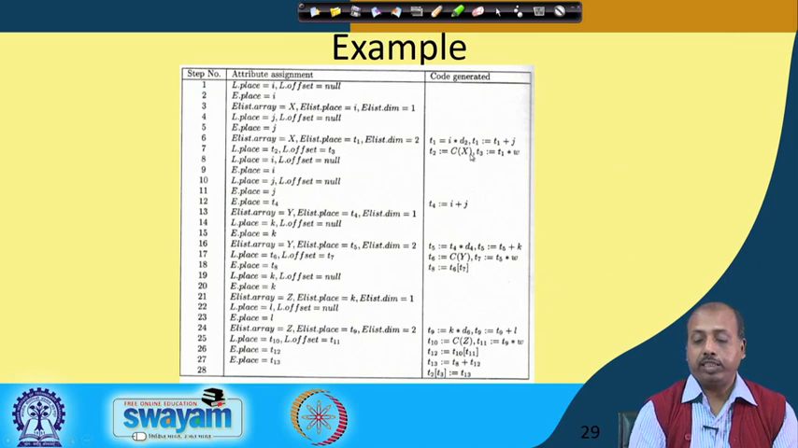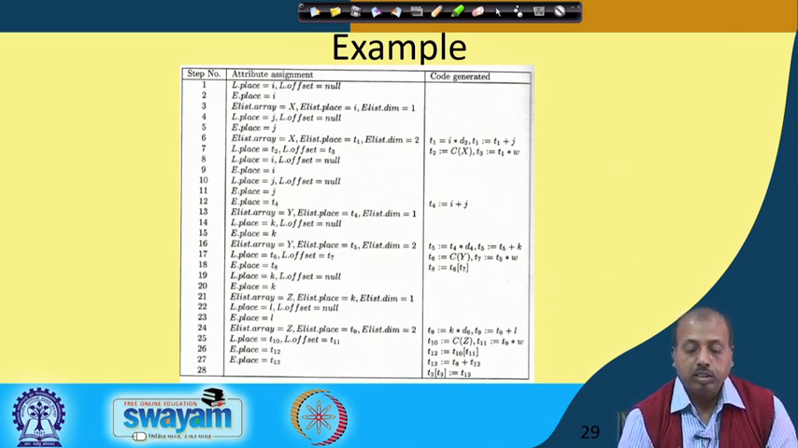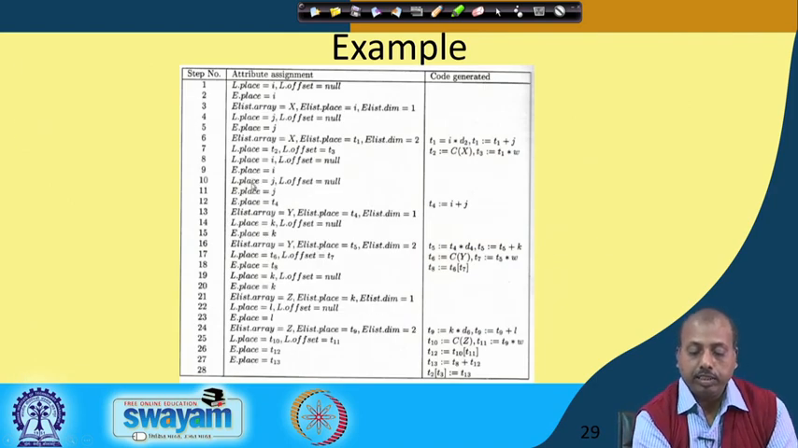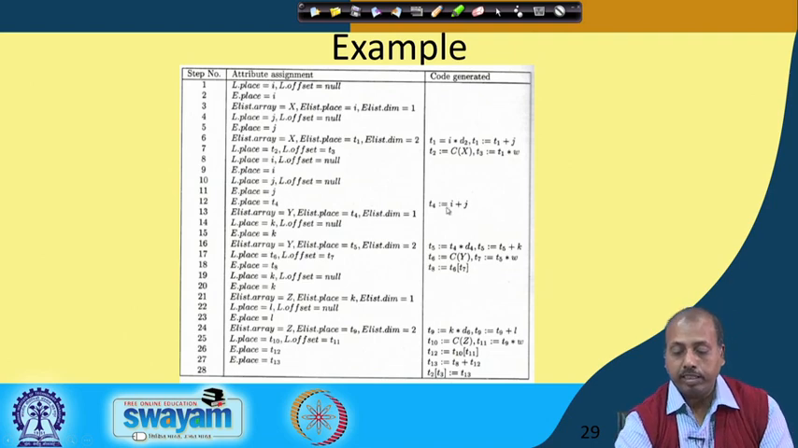So, that multiplied by the size in that dimension, that is W. So, it is T1 into W. Then at reduction number 8, L producing ID, it will be doing it this way: L.place equal to I and L.offset equal to null, no code is generated. So, next code is generated somewhere at this point, at reduction number 12. Okay.